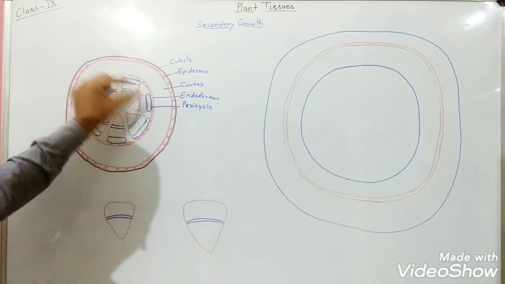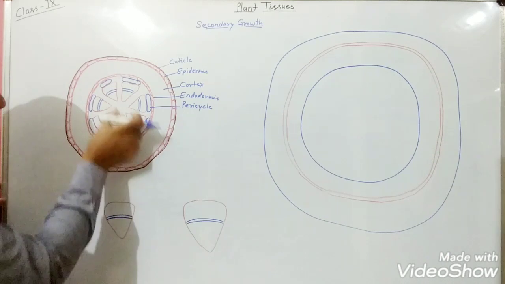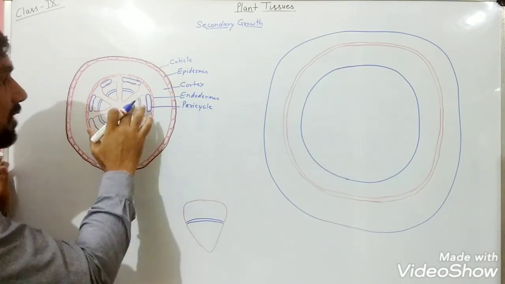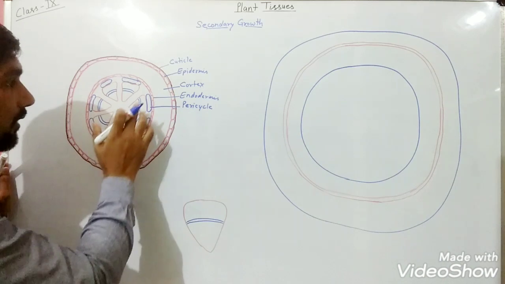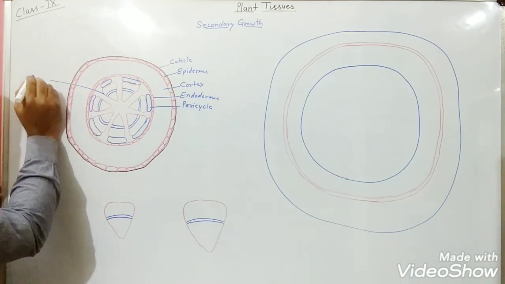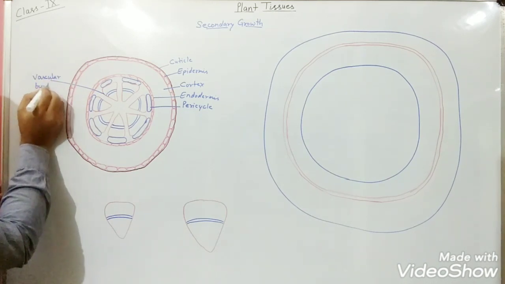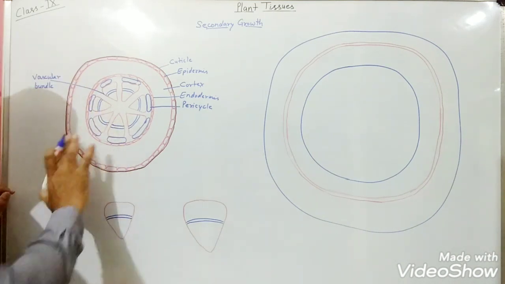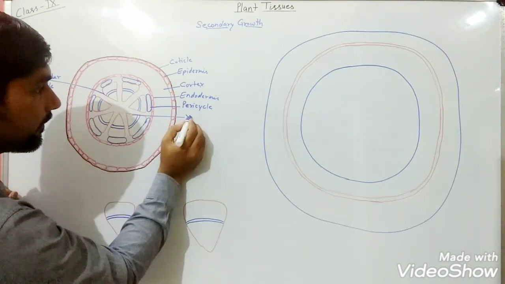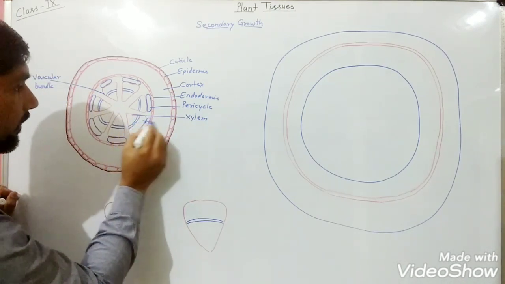Pericycle means these blue color cells which are present just above the pyramid-shaped, triangular structures. These parenchymatous or mainly sclerenchymatous cells are present just above the vascular bundle, these pyramid structures. This pyramid structure is known as the vascular bundle. Actually, why is it called a vascular bundle? Because you can see the inner part, this part, is known as xylem, and this outer, broader part is known as phloem.